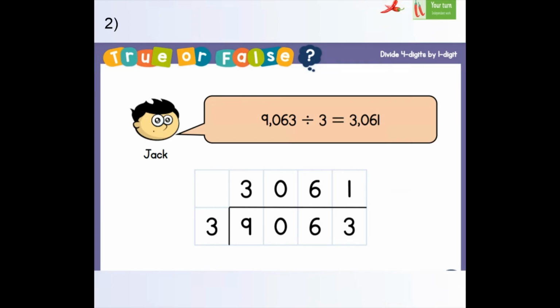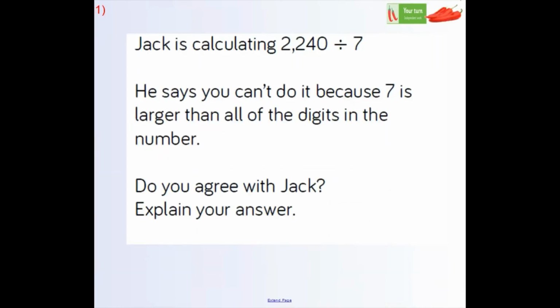And now we're going to move on to Chilli 3. So if you're Chilli 3, get ready to pause the video. Chilli 3, your first question says, Jack is calculating 2,240 divided by 7. He says you can't do it because 7 is larger than all of the digits in the number. Do you agree with Jack? Or would there be some exchanging going on in your bus stop method? So when it says explain the answer, I want you to have a go at the division first and see if he's right or wrong. Pause the video and have a go at this first question, and then I'm going to show you your next question afterwards.